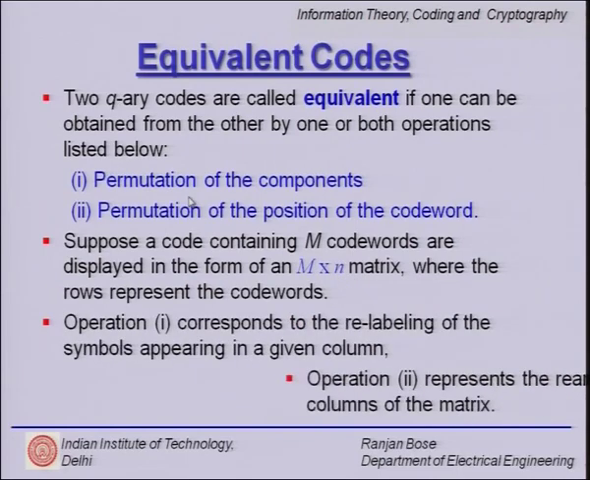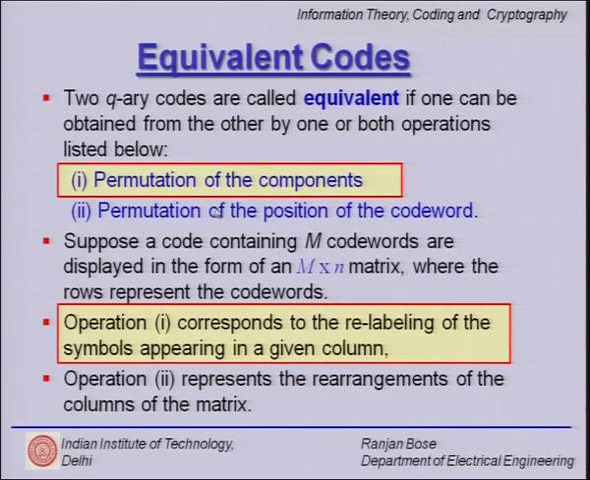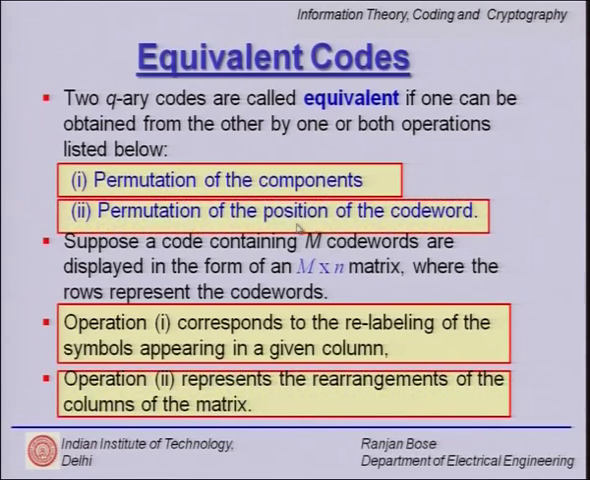Now operation 1 corresponds to relabeling of the symbols appearing in the given column. This is operation 1, permutations of components. Alright. And operation 2 represents the rearrangement of the columns of the matrix. This is permutations of the position of the code words.